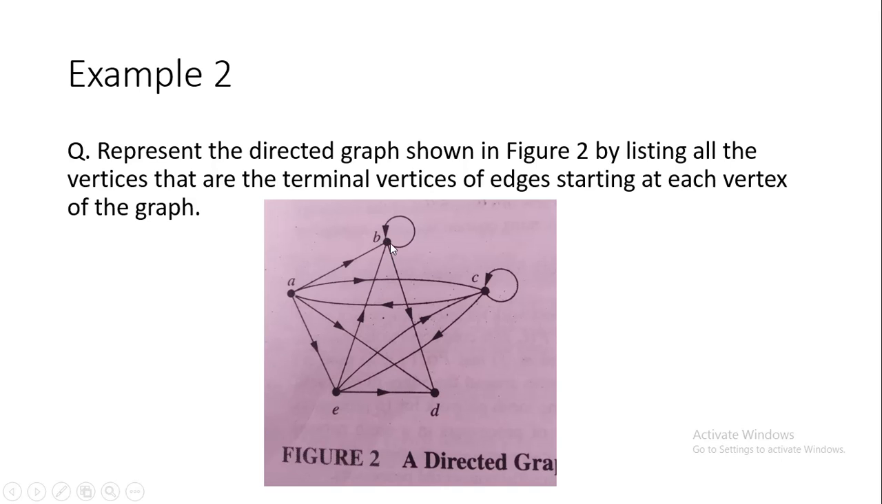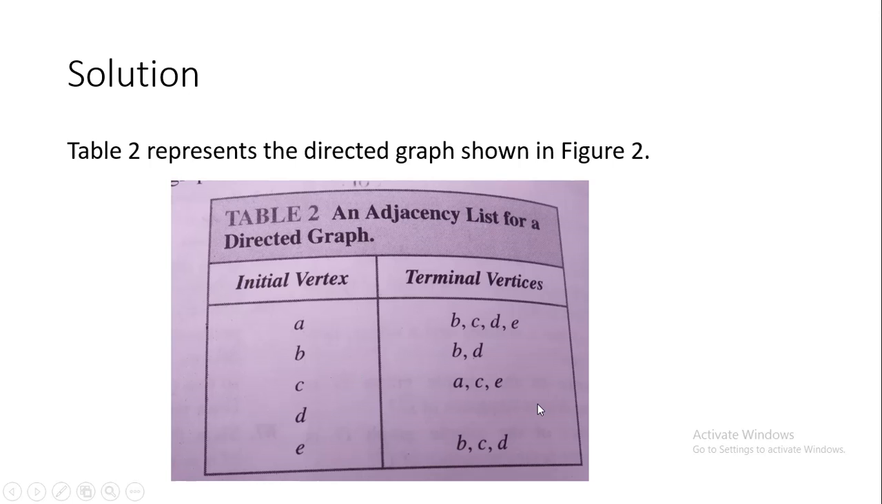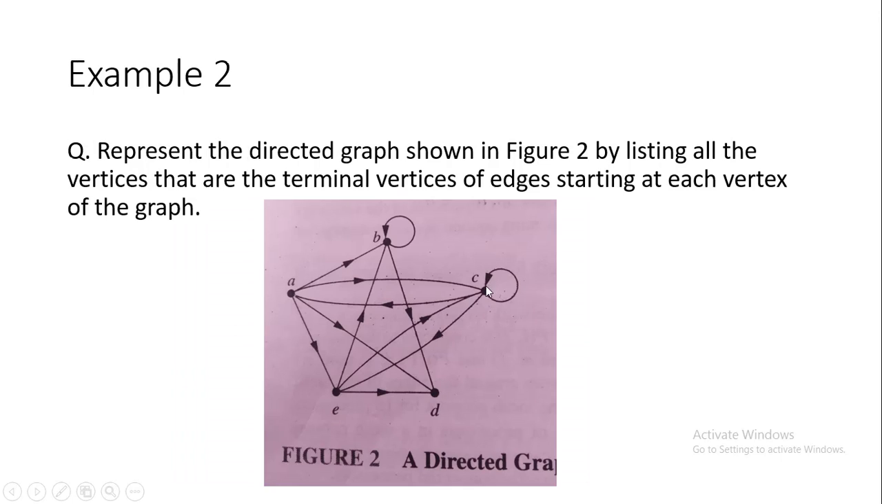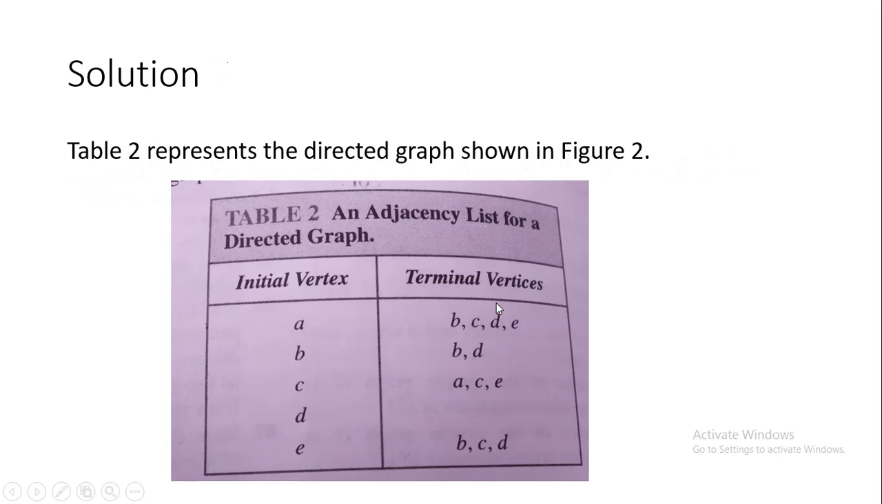At the vertex B there is a loop. So this is the initial vertex and also the terminal vertex, because the loop is present at the vertex B. Then for C: A, C, E. C itself, then A, then E. A, C, E.